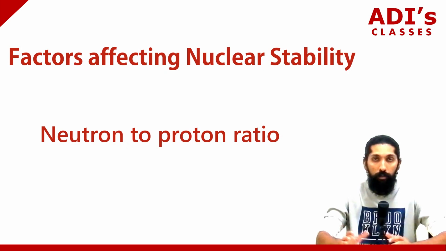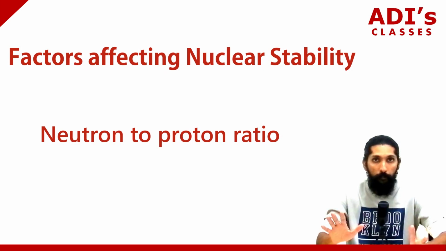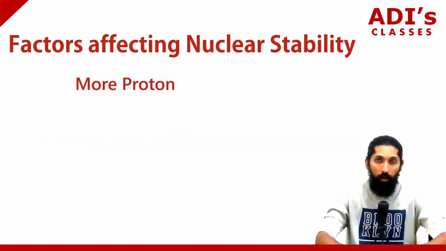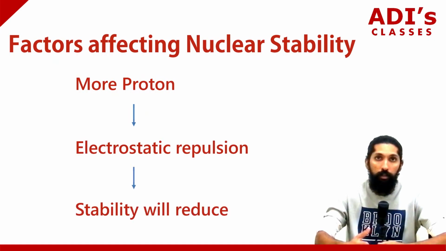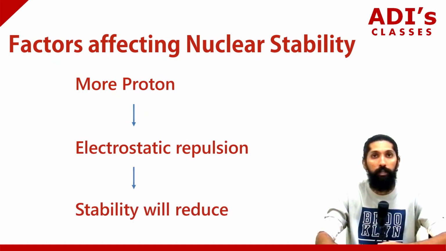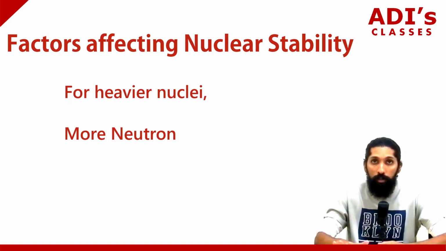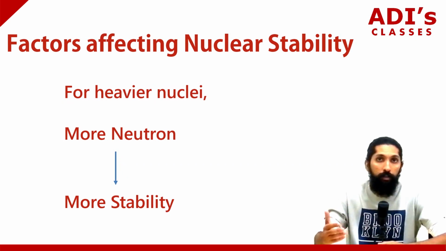Now, when you talk about the neutron to proton ratio, a very important thing is, if we have more number of protons, assume, that means we are going to have electrostatic repulsion, correct? And because of that, the stability can come down. That's why for heavier nuclei, the more the number of neutrons, the more is the stability. This is the second parameter which defines the stability of the nucleus.